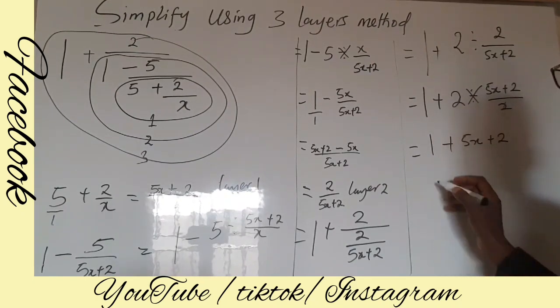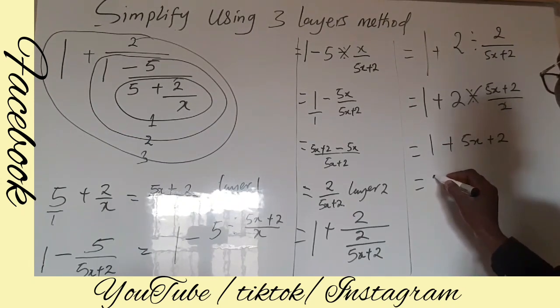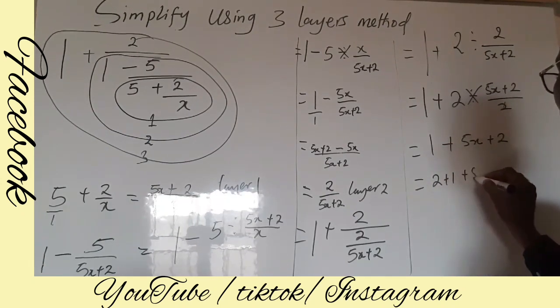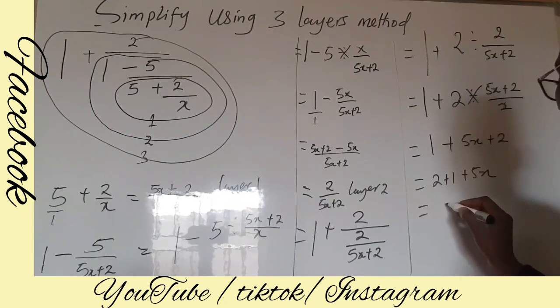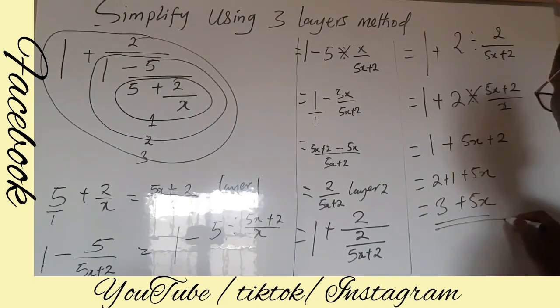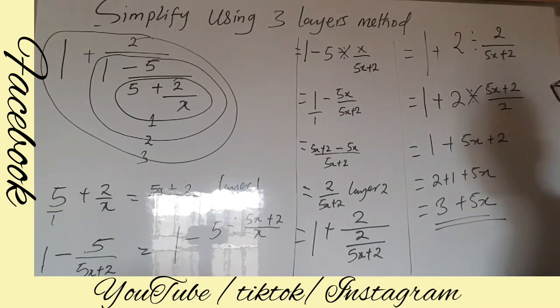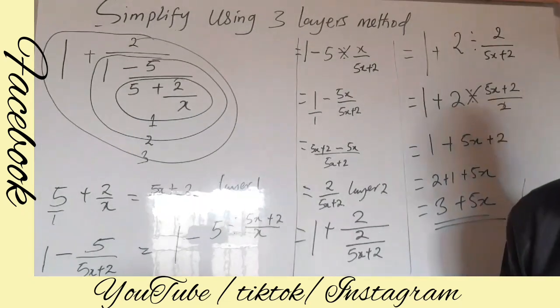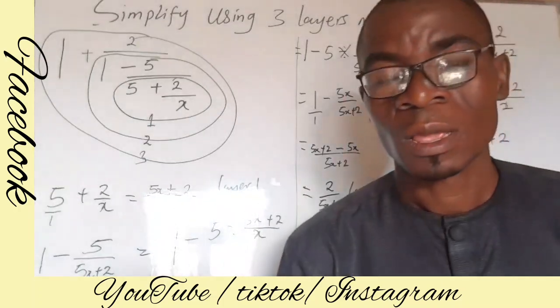So collection of like terms, this is going to be 2 plus 1 plus 5x, and this is equal to 3 plus 5x, and that is it, using the layers. So finally you pick the answer of the third layer, because that's the final. The third layer, you pick the answer. So that is the final answer of this very particular question.